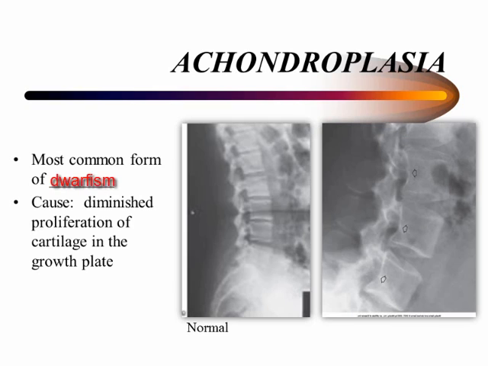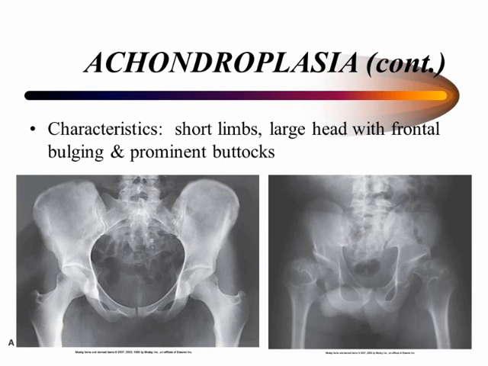Achondroplasia, which is the most common form of dwarfism, is caused by diminished proliferation of cartilage in the growth plate. Some radiographic findings include that of the spine. The radiographs of the spine will show narrowing of the space between the pedicles with scalloping of the posterior margins of the lumbar vertebra. CT is beneficial in demonstrating the degree of spinal narrowing caused by spondylolysis and changes in the vertebral column.